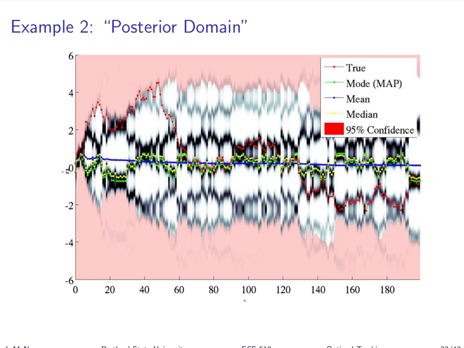This is optimal tracking, so what we're looking at is the true posterior. It's the only algorithm that will give us a true posterior. Everything else pretty much gives us merely an estimate.